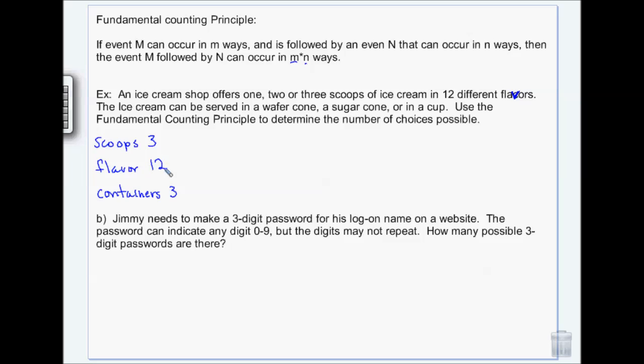Now you would not want to make a tree diagram for this because there's 12 flavors, right? That would be huge. So we take our scoops times our flavors times our amount of containers, and we get 108 possible orders. So if you were to order a different combination of ice cream every single day, it would take you 108 days before you ran out of possibilities and had to start over.